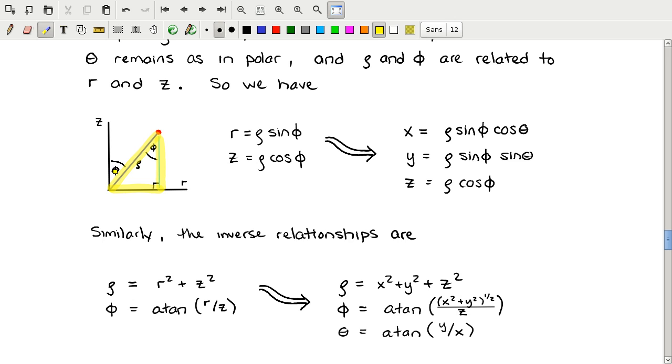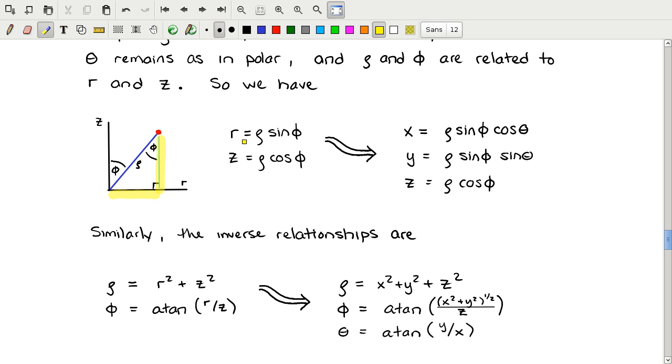Specifically, if this angle here, the polar angle, is phi, then so is the top angle of this triangle, by basic geometry. And if rho is the hypotenuse of a right triangle, and here's an angle phi, then we can relate r and z. r is going to be rho sine phi, that would be this edge, the opposite edge to phi, and z will be rho cosine phi, the adjacent edge here.